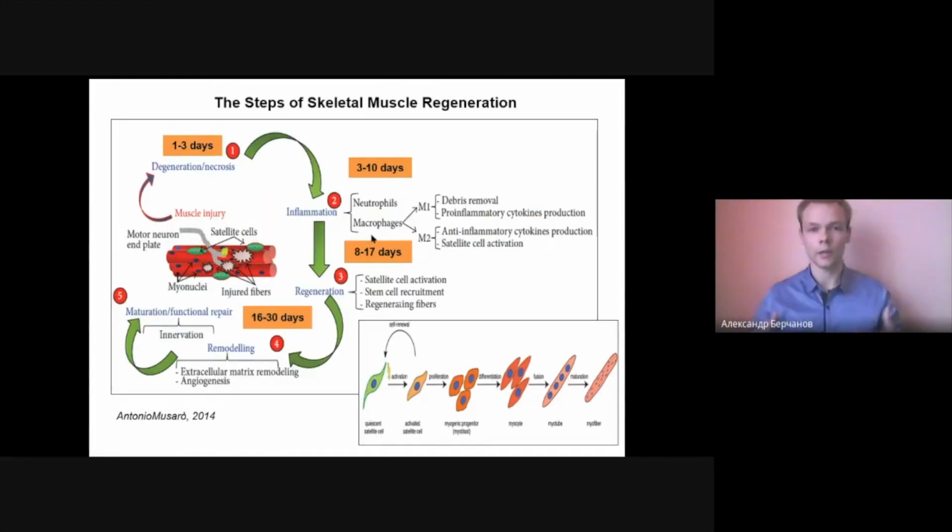Today, the process of muscle regeneration is divided into several stages: necrosis, inflammation, regeneration, remodeling, and functional repair. The basis of muscle regeneration is the activation, differentiation, and fusion of satellite cells and myoblasts in different organs, including skeletal muscles.